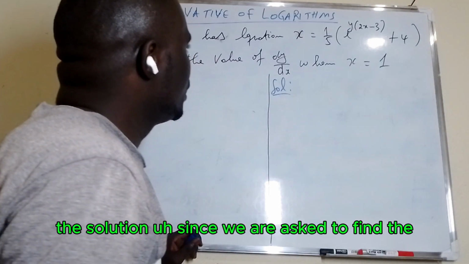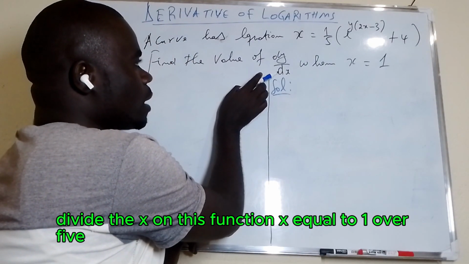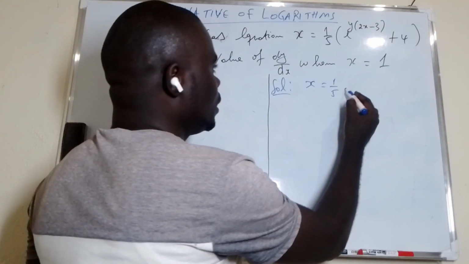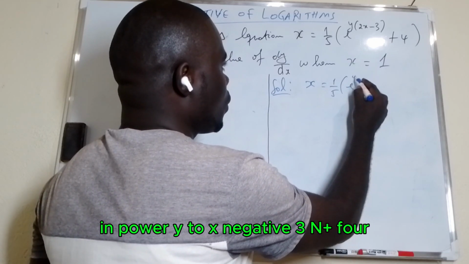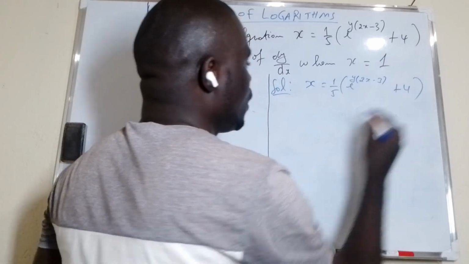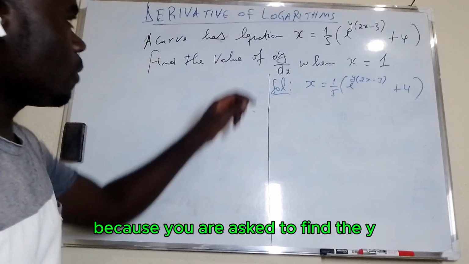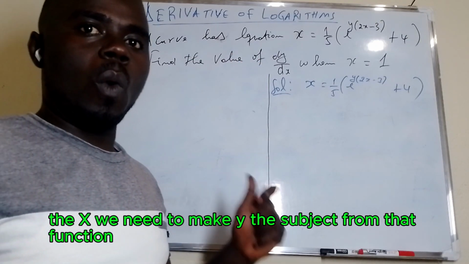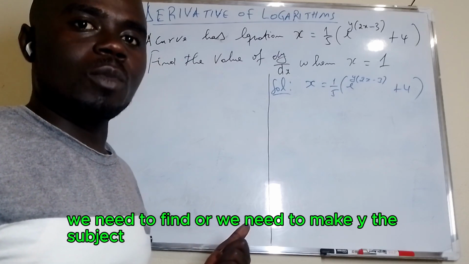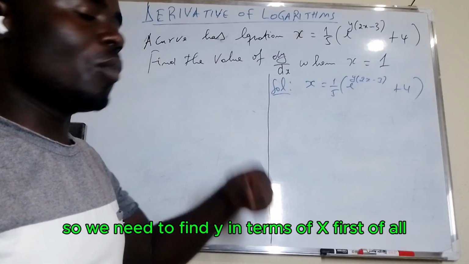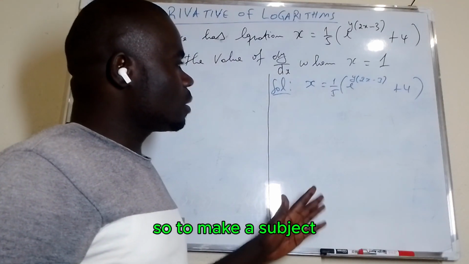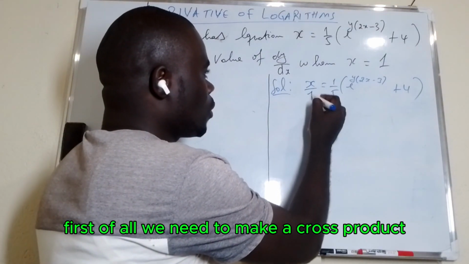Since we are asked to find dy/dx for the function x = 1/5 (e^(y(2x-3)) + 4), first of all we need to make y the subject. We need to find y in terms of x first, then we differentiate after. To make y the subject, first we make a cross product.